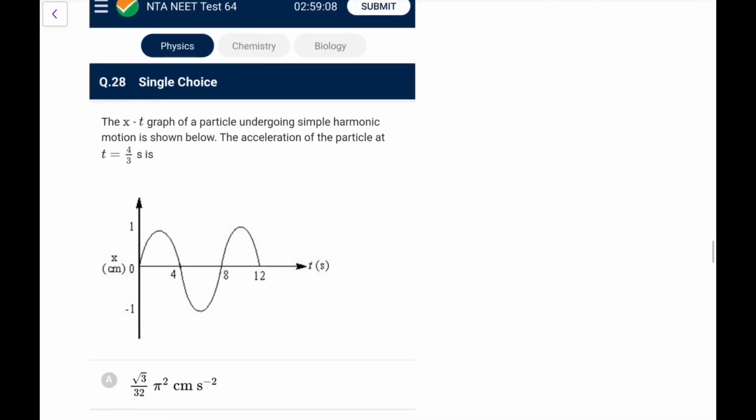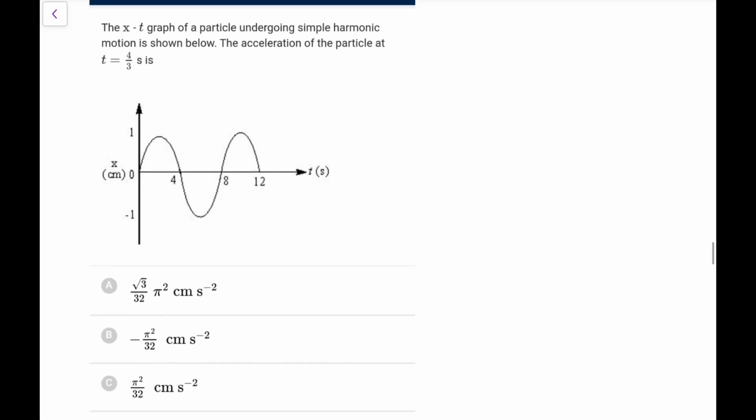28. The x-t graph of a particle undergoing SHM is shown below. The acceleration of the particle at 4 by 3 seconds. Okay, so first try to write it as a mathematical function. Amplitude is 1, starting from 0 going positive, so it would be sine with phi 0. And what is time period? Time period is 8, so omega will become 2 pi by 8 into t.